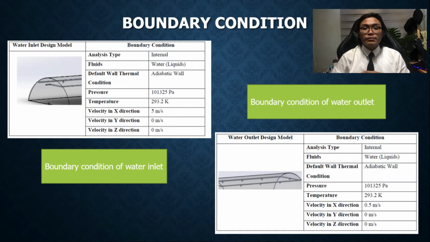Next is the boundary condition. This table shows the data of the boundary condition for the water inlet and water outlet. We can see the data is the same, but the velocity on the x-axis is different. The water inlet is 5 meters per second, meanwhile the water outlet is 0.5 meters per second. Okay, why did I put it on the x-axis? Because the flow on the drawing starts from the x-axis.